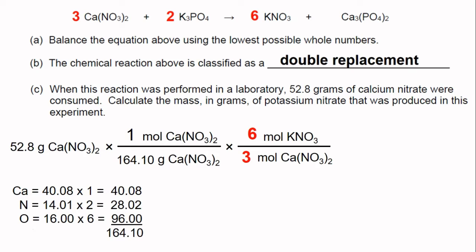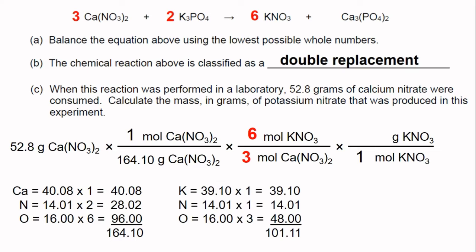Finally, we go back to the periodic table. We're going to convert from moles of potassium nitrate into grams. And again, we use the periodic table. So for every 1 mole of potassium nitrate, there are 101.11 grams. All right, this is all set up.